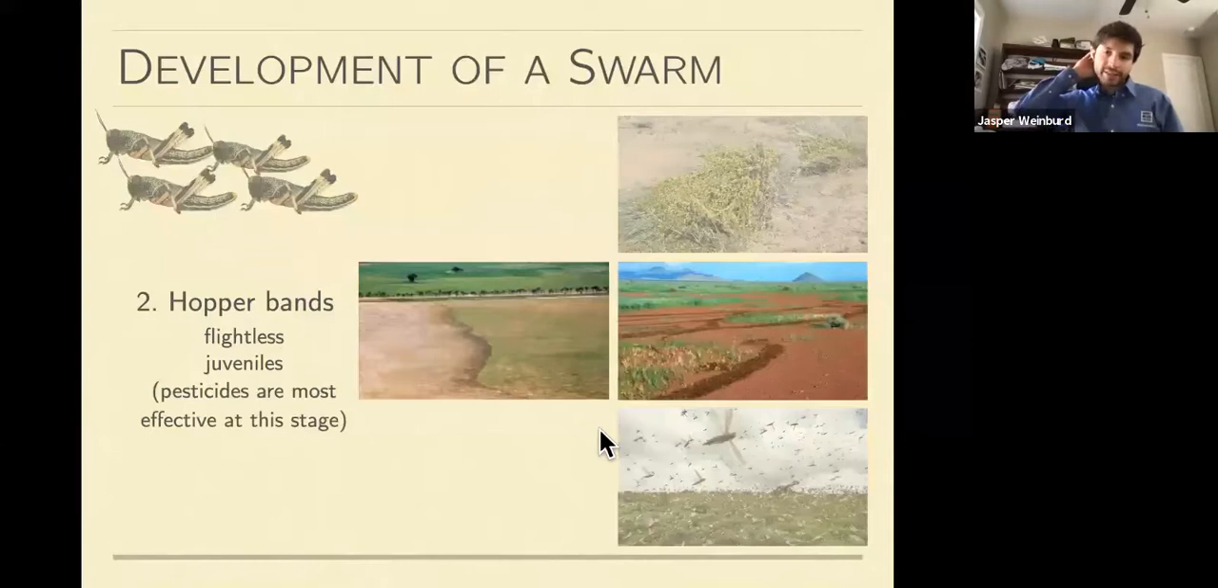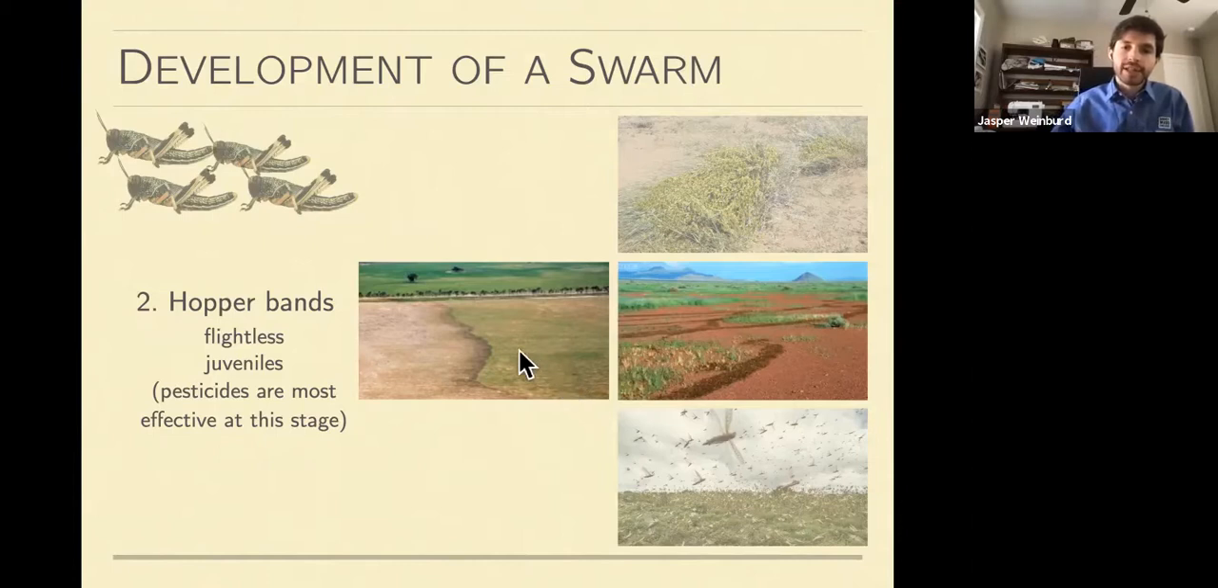So we're going to focus today on these hopper bands, which are on the ground. They are marching and hopping. And they're also a key stage in order to interrupt this development of the big swarm. So if your locusts can fly, it's much harder to spray them with pesticides. So they're a key stage in the development of a swarm from a control perspective.